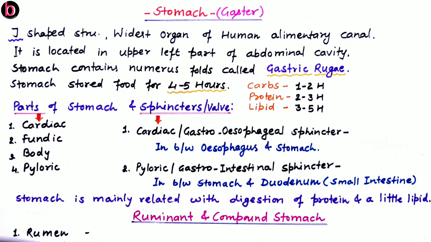Now the next one is about stomach, that is also known as gaster. So stomach, this is a J-shaped structure. Its shape is very important. In NCERT this is clearly given that stomach is a J-shaped structure.